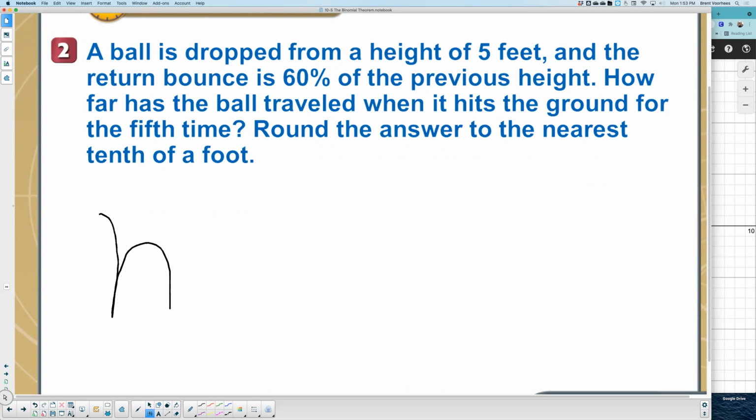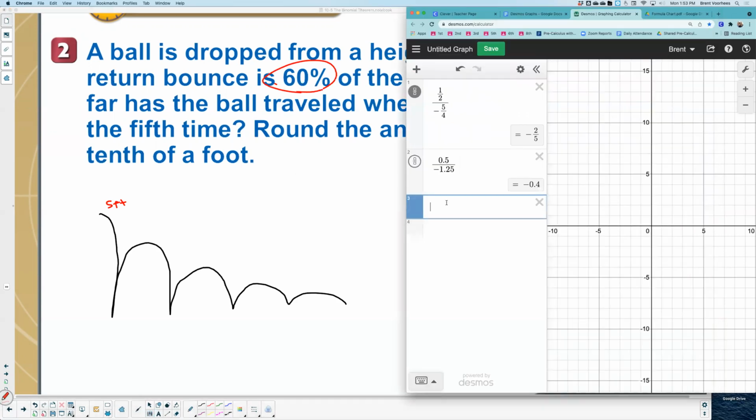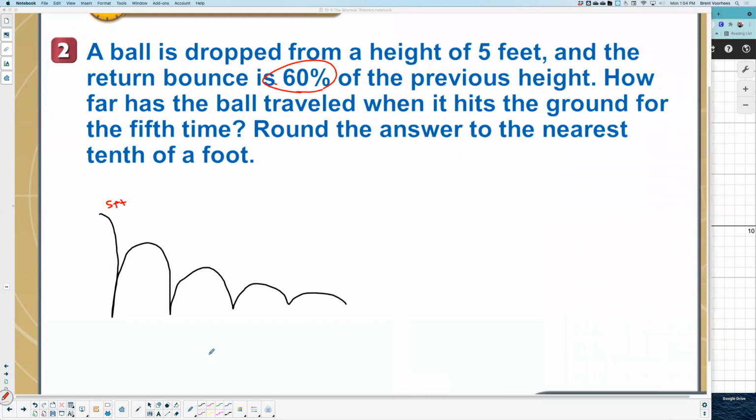So the ball falls and it hits 5 times. So each time it bounces back up, that's 4 bounces, 5 bounces. Okay, so the ball bounces 5 times. It originally falls 5 feet, and each subsequent bounce is 60% of the previous height. So you could go through and say, all right, what is 5 times 60%, which is like 60 over 100 or 0.6, which that would be 3 feet.